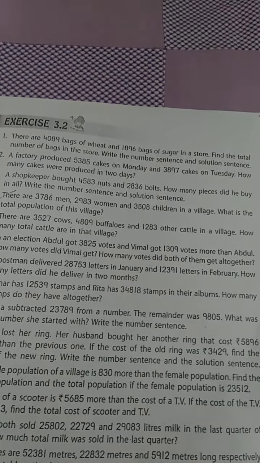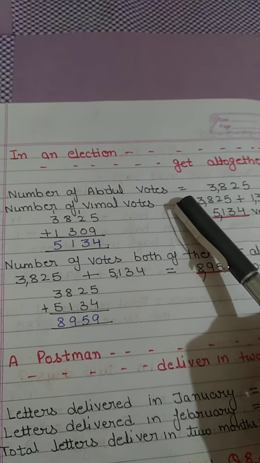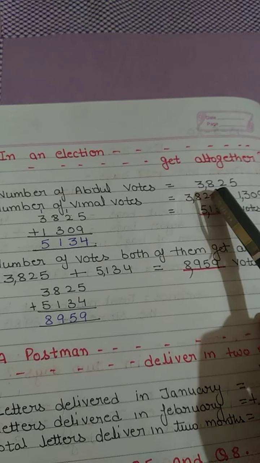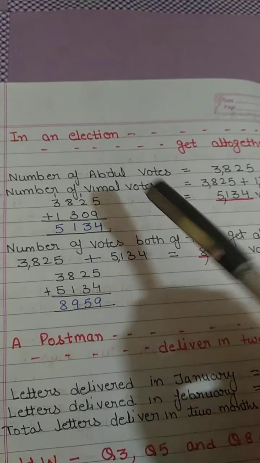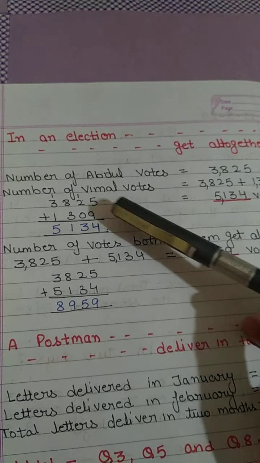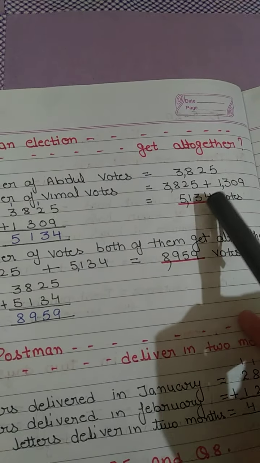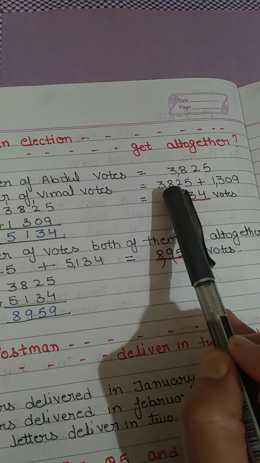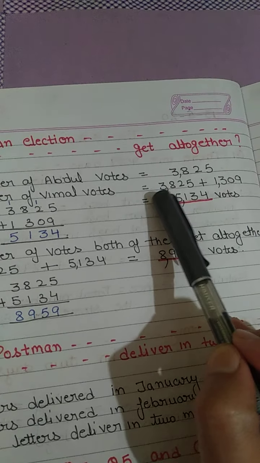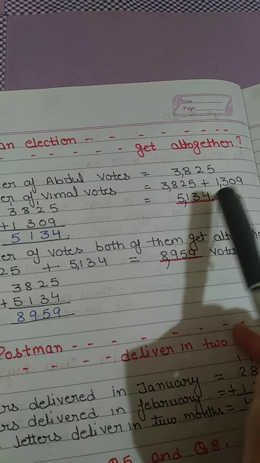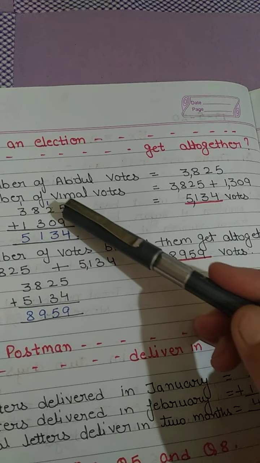Let us solve it. Number of Abdul's votes is equal to 3,825, which is given in the question. Now, number of Vimal's votes. How many votes did Vimal get? We have to add the numbers 3,825 and 1,309. When we add 3,825 and 1,309, we get 5,134. Here I have added these two numbers.